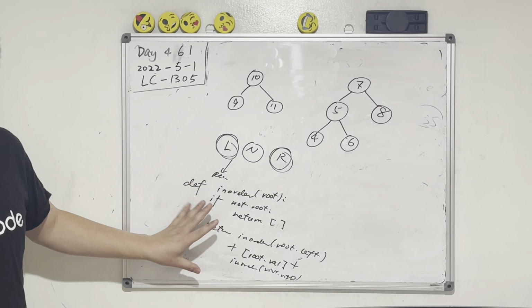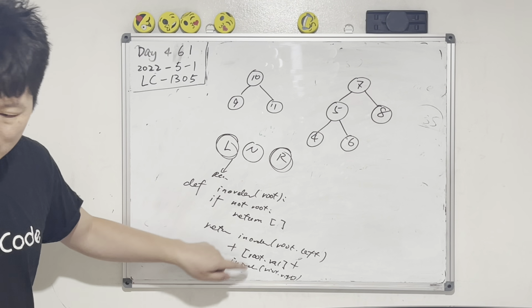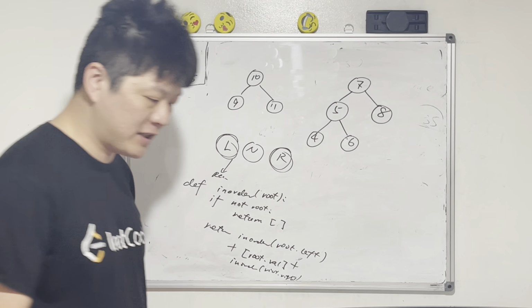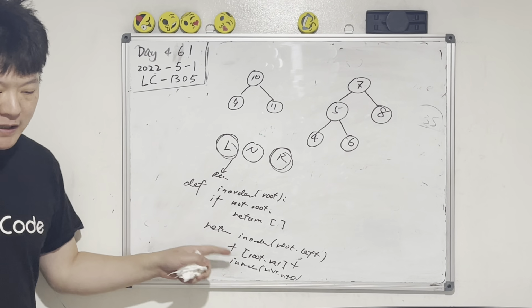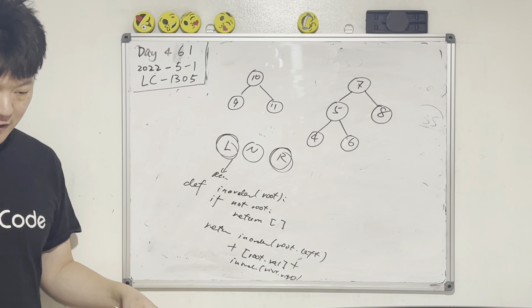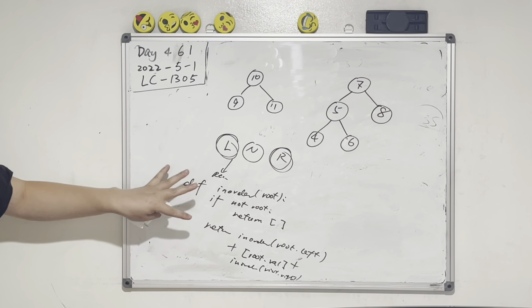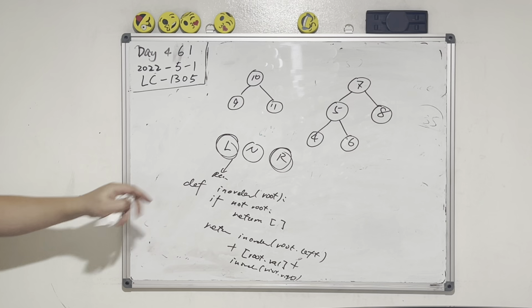This is recursion, yeah? Recursion. We call in order twice, to visit the left tree and to visit the right tree, okay? But we can do this iteratively, yeah? Okay, so we can do this iteratively as well.